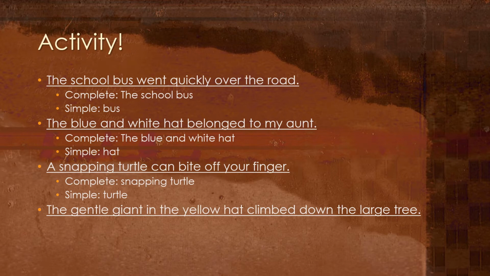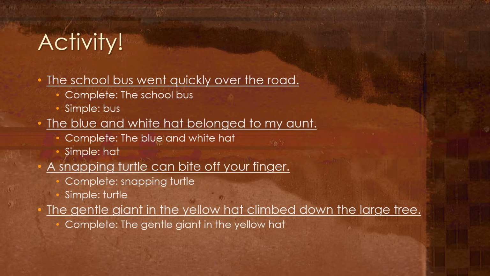And this one is one that tends to confuse people a little bit just because it's so complicated, right? It has a lot of description words going on. This one says, the gentle giant in the yellow hat climbed down the large tree. Okay. Now, what we're looking for here, again, remember, is whatever noun in the sentence is doing an action. Okay, and in this particular example, it's buried under a lot of description words. Okay, so the gentle giant in the yellow hat is going to be our complete subject. Okay, we know that something in there is doing the action.